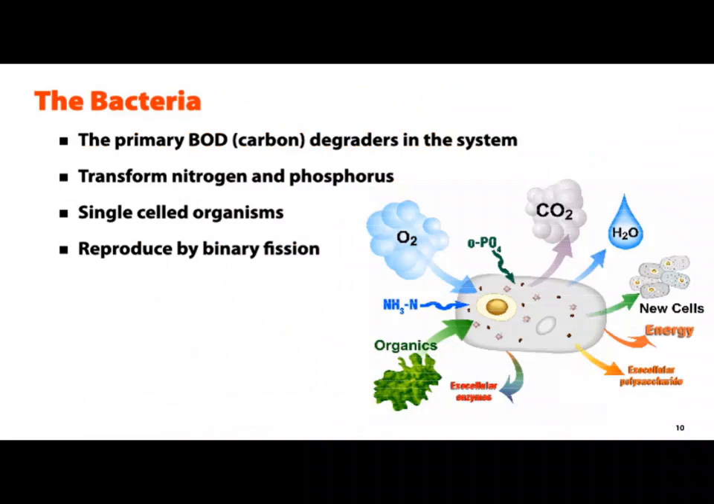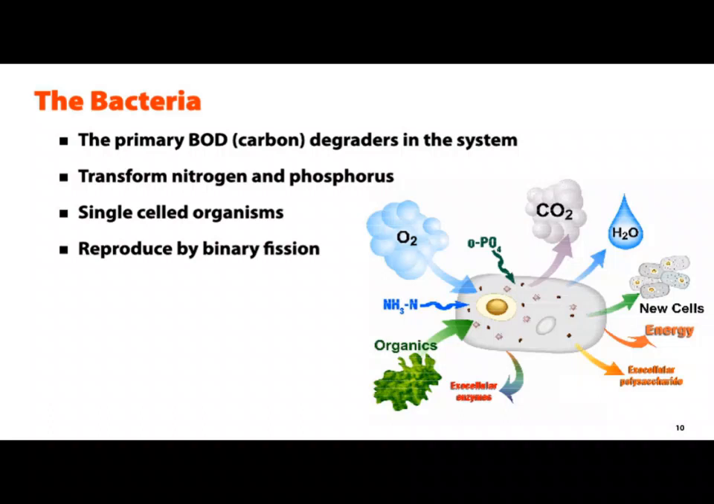All right. So the bacteria are the primary biodegraders. They're also transforming nitrogen and phosphorus. They're single-celled and they reproduce very fast. They can reproduce fast because they just do it by themselves. There's no dating app. There's no courtship. There's no Tinder or whatever, however it's done these days. I don't know. But in any event, binary fission is the means of reproduction.